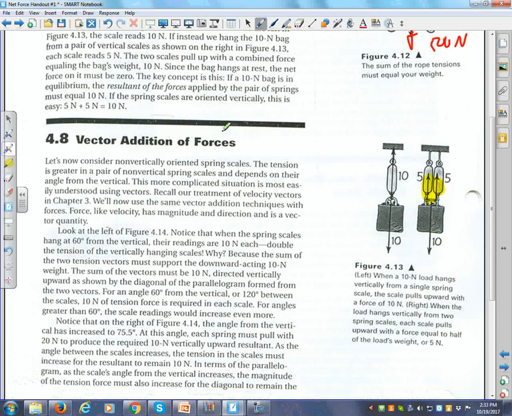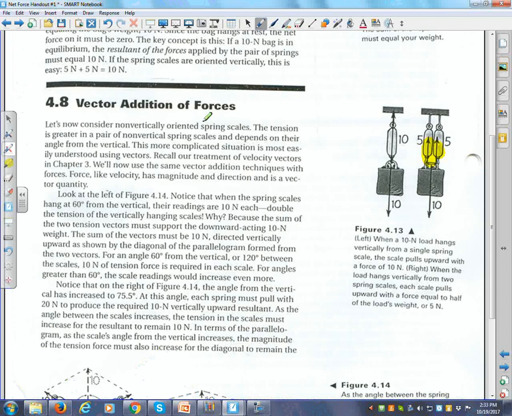Now let's consider non-vertically oriented spring scales. In other words, they're not straight up and down. They are now sideways, like this.